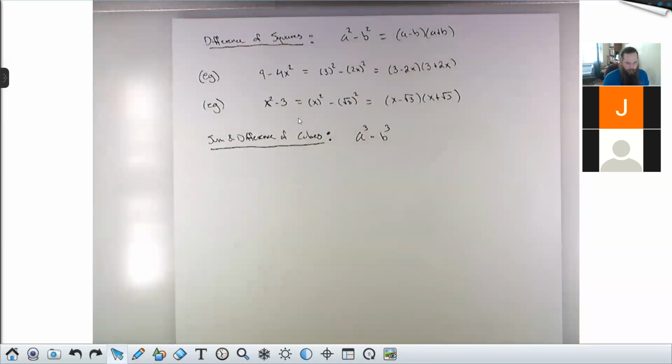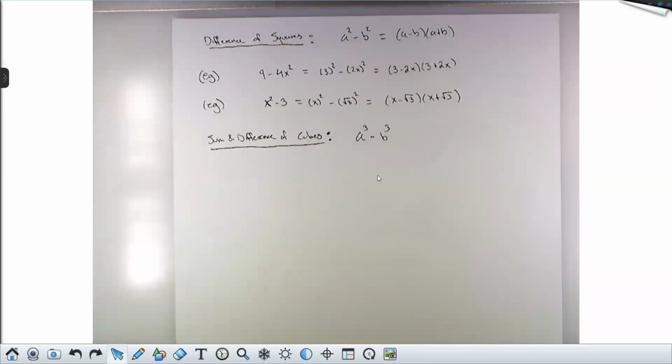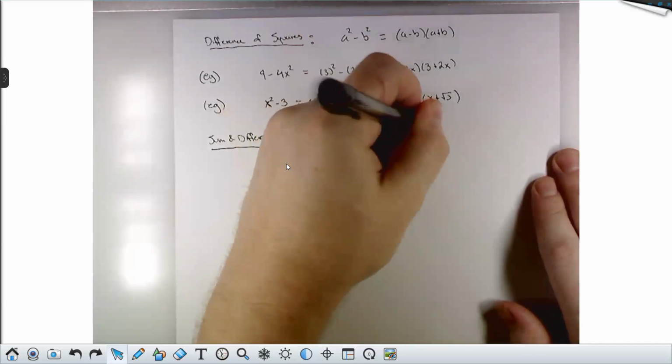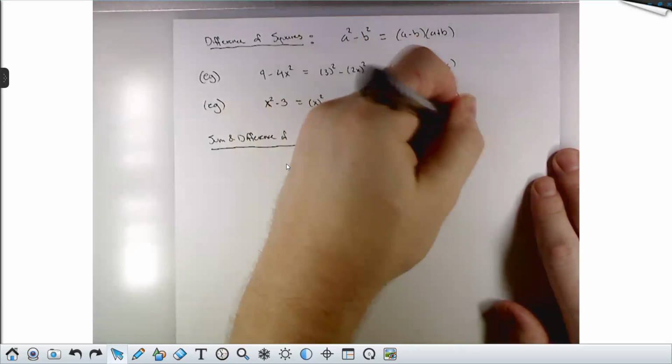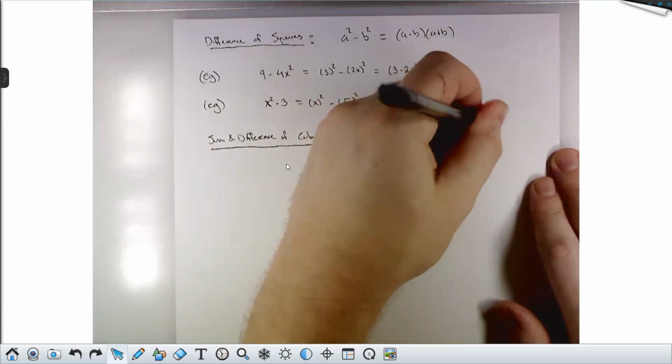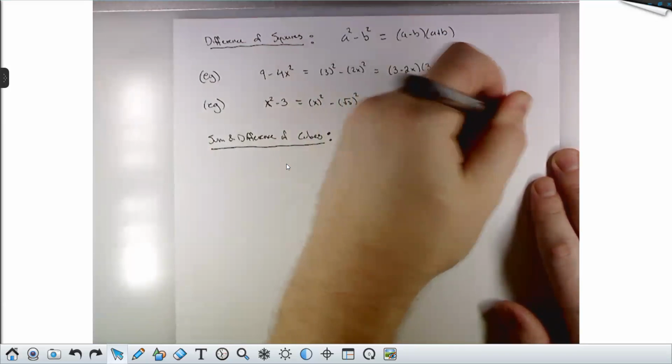The way most people remember the difference of cubes formula at the start is using an acronym called SOAP, S-O-A-P. But the truth is that only tells you the signs. So you have to remember the shape of the formula. So this guy is going to be a minus b times a squared plus ab plus b squared.